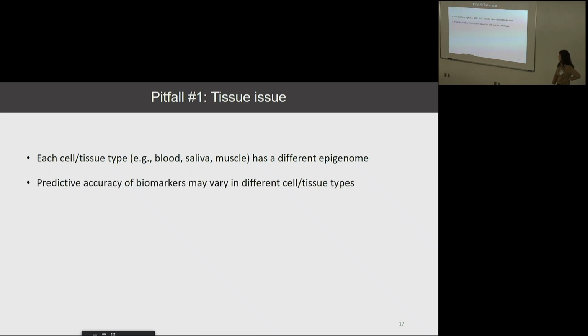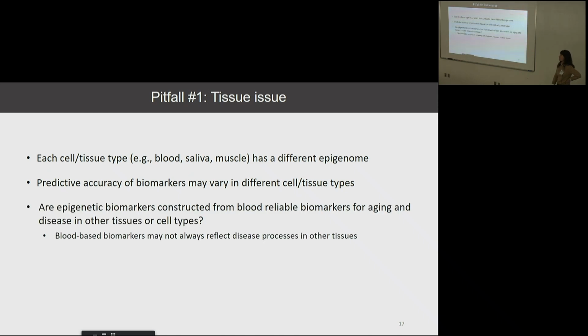All right, so some pitfalls. The first major one that's already been brought up is the tissue issue, as it's often called, which is that each cell or tissue type, such as blood, saliva, or muscle, has a different epigenome. Because of this, the predictive accuracy of these biomarkers may vary in different cell or tissue types. I think there's also a big question about whether epigenetic biomarkers constructed from blood, as a surrogate tissue for the brain, are going to be as predictive.